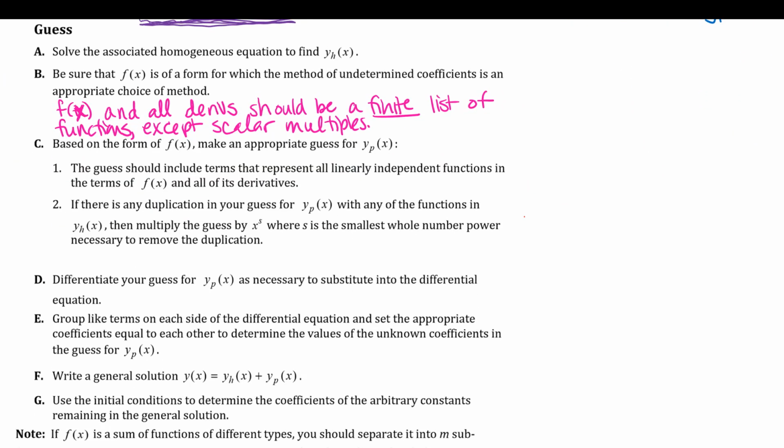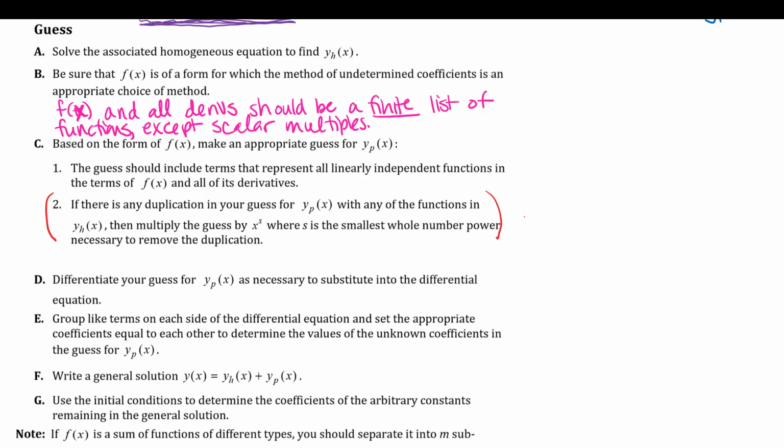Okay, so let's look at these next couple steps here. So we've made a guess here. The guess should include terms that represent all linearly independent functions in the terms of f of x and all of its derivatives, so I've made that guess. This next one we actually don't have to worry about in this problem, but I do want to mention it, and we will look at some later examples where we have to deal with that.